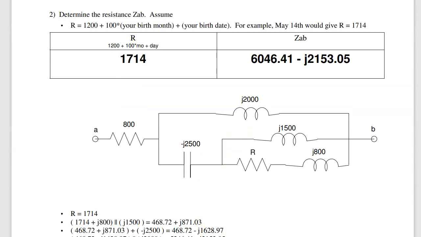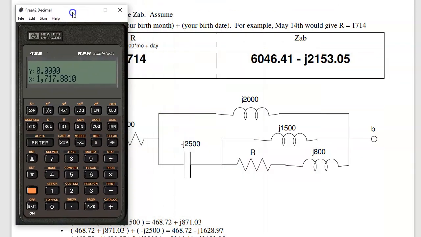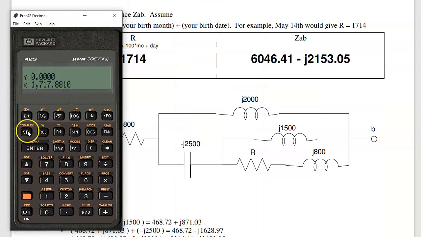For problem 2, same thing, just with complex values. Now with complex values, the HP has a complex button. So to do 1714 plus j800, you do 1714, enter 800, complex. Fix 2, so I'm going to have fewer decimal points. So that's these two in series.